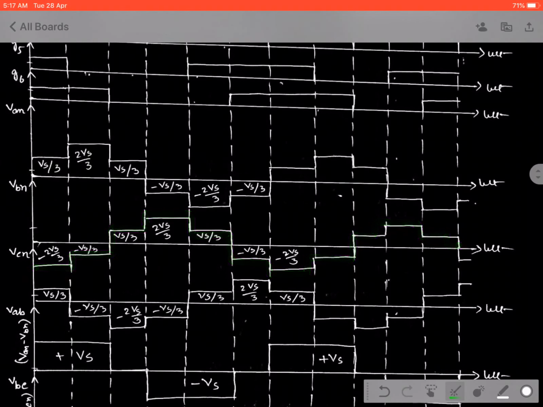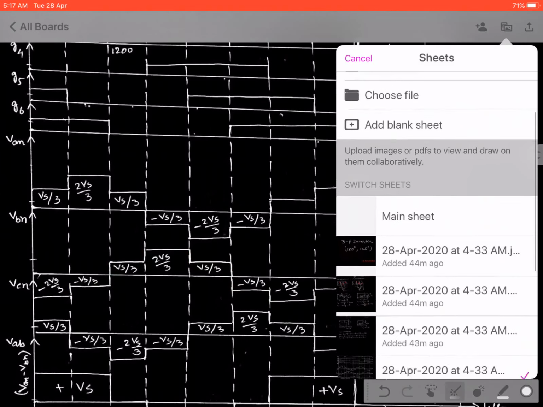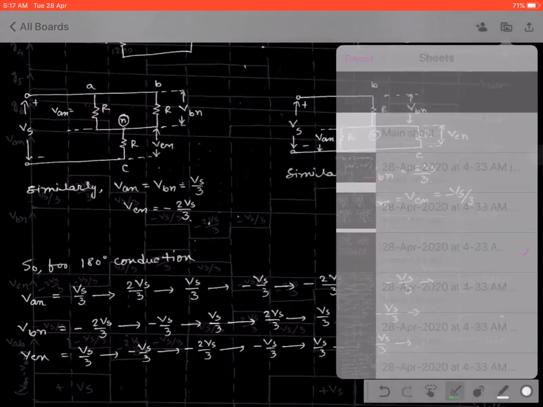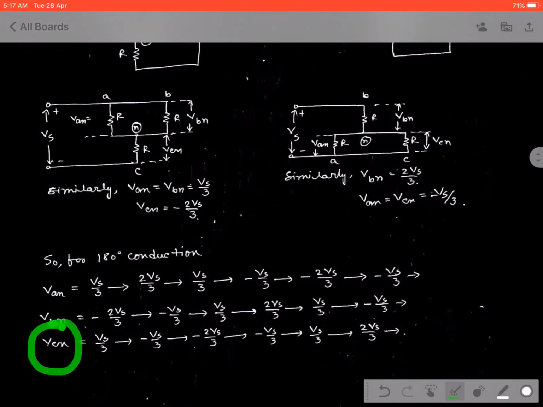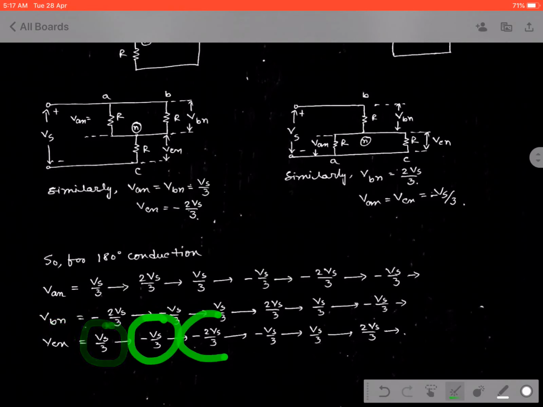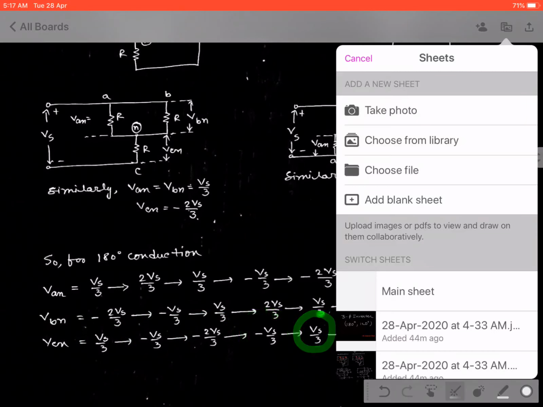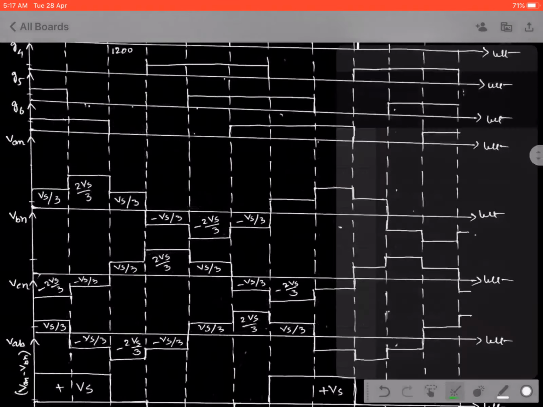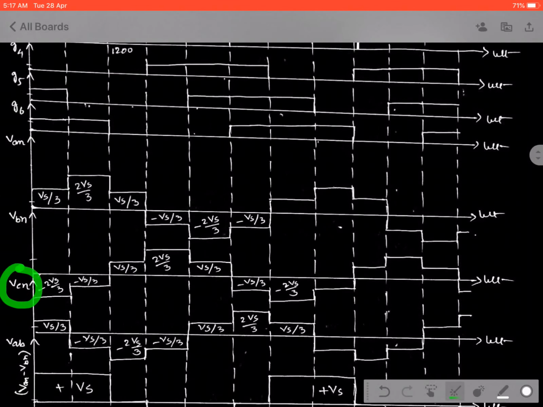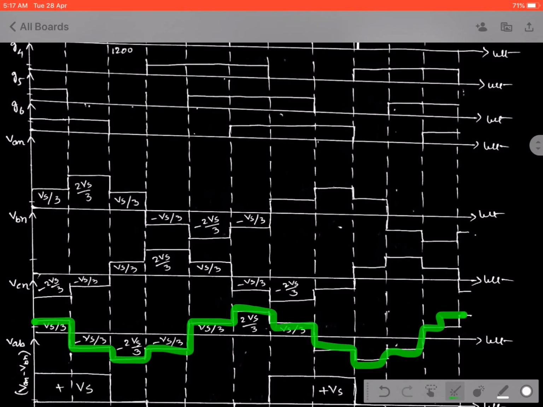Similarly, the last thing, just go through this voltage pattern again, that is considered for VCN. It has started from Vs by 3, then minus Vs by 3, minus 2 Vs by 3, and it will be continued in this manner. The same thing can be reflected again in the waveform in case of VCN. It started from Vs by 3, then minus Vs by 3, minus 2 Vs by 3, again minus Vs by 3, and it will be continued for the next cycle onward.